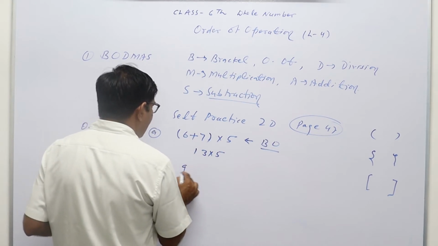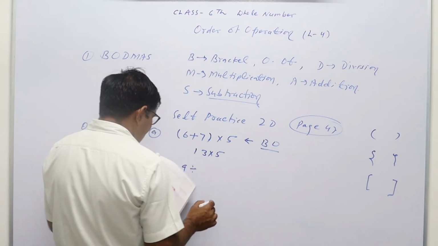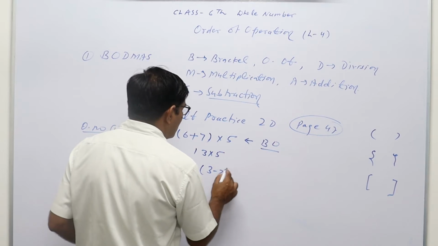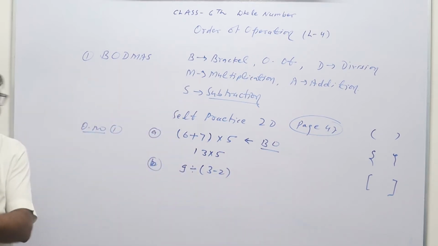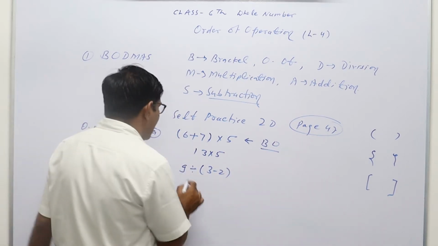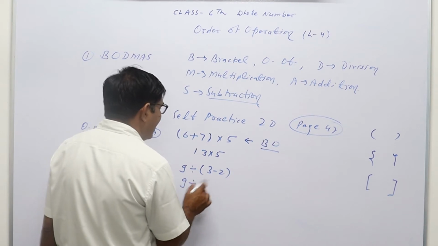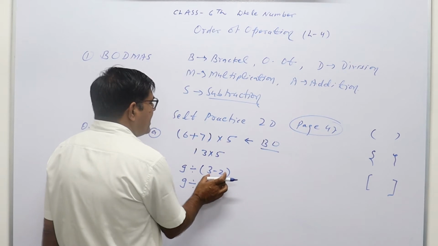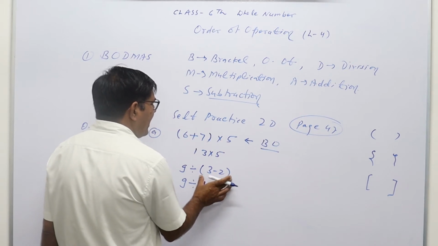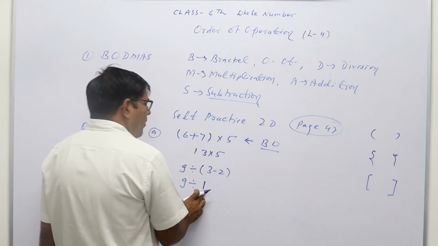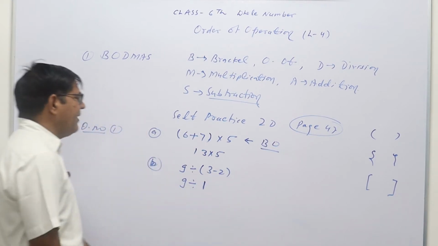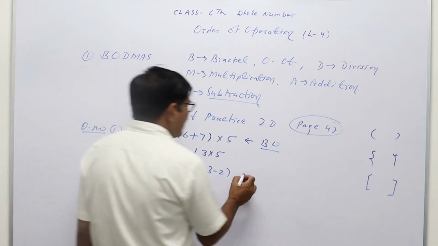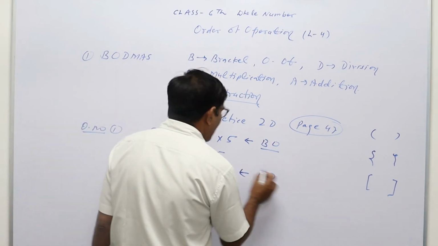Then question number B, you only have to tell the operation. So 9 divided by (3 minus 2). Again this expression contains a small bracket. So first we will do 3 minus 2, that is 1. So this is not subtraction; simply we are removing this bracket. So 3 minus 2 will be 1. Now 9 will be divided by 1. So which operation are we using here? Bracket of.